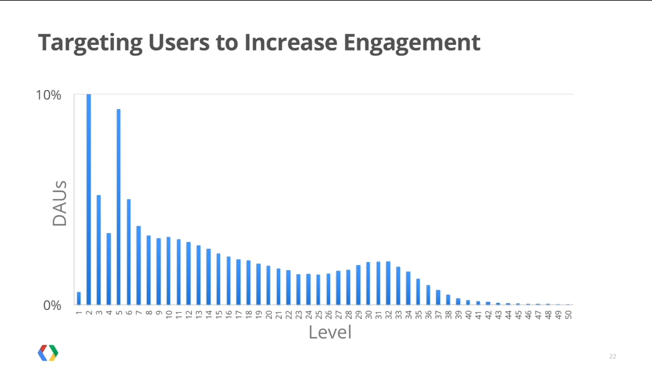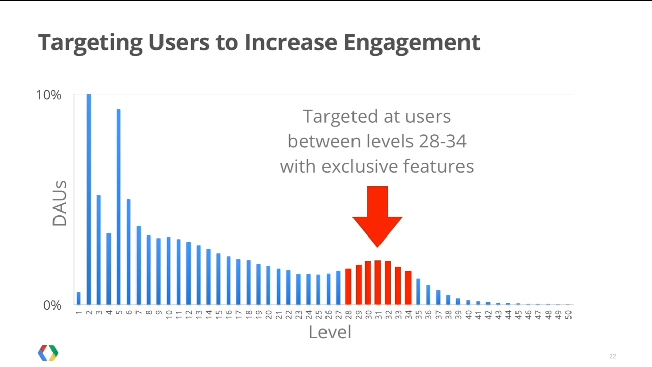Now, what was interesting was that you see this hump between levels 28 and 34. What they found out was, as this trend goes down, if you actually target those users with specific exclusive features, you can really affect the engagement of those users very, very effectively, right? As you can see, the trend is going down, but they actually did something with these exclusive features to bump up the daily active users. So there are a lot of things that you can do, and we'll look into some of those.